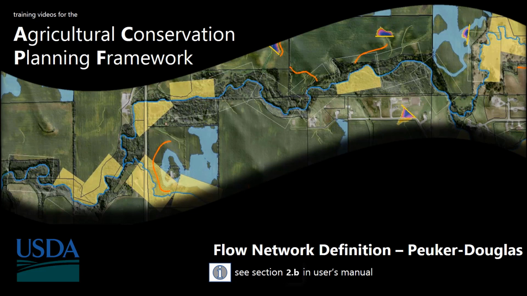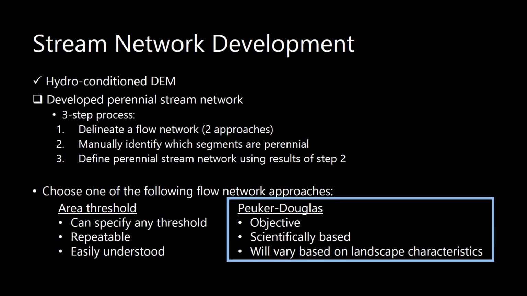In this video, we're going to look at the second option of the two approaches, and that is the Pucher-Douglas tool. As I mentioned at the beginning of the video for the area threshold flow network definition tool, we first need to develop a perennial stream network before we can begin siting conservation practices using the ACPF. And this is that three-step process where first we delineate a flow network. And like I mentioned, there are two different approaches, the area threshold method and Pucher-Douglas.